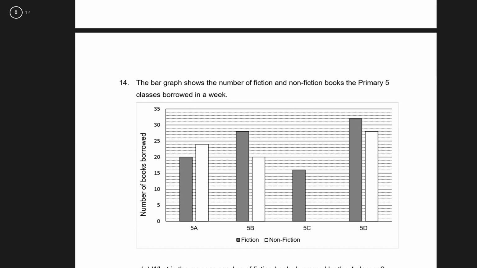Alright, question 14, our favorite bar graph again. Same thing, first thing we want to make sure is that the numbers are correct. So can you check that these numbers are correct? First step, do spend some time on the bar graph, because if your numbers are wrong, no way you will get a correct answer even.